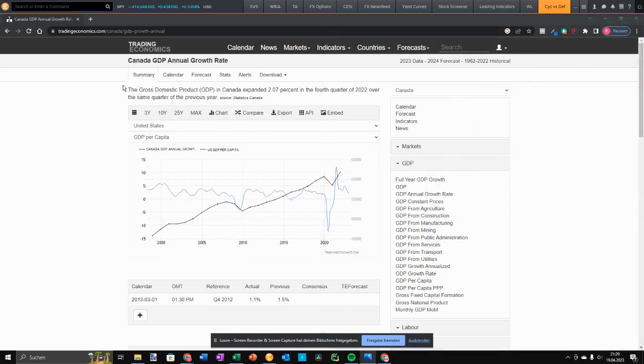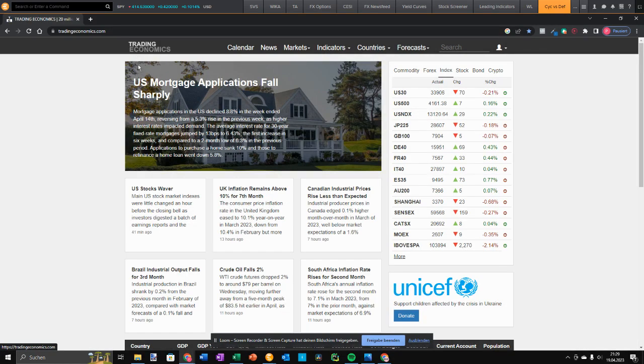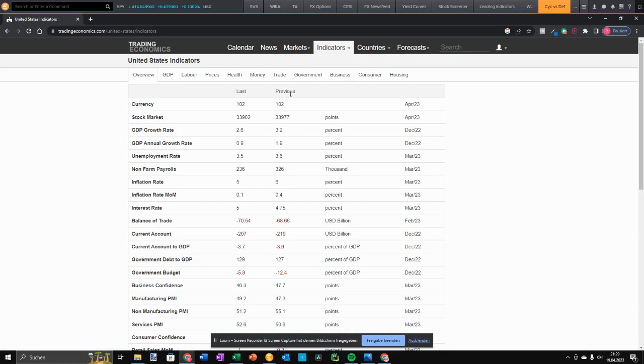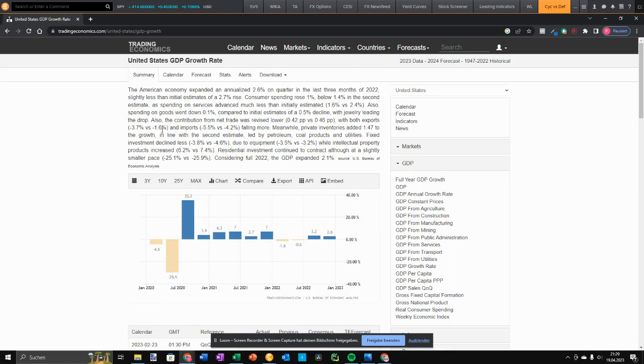So we are here on the trading economics site. It's completely free, tradingeconomics.com. And then we can go to United States and pick GDP growth rate. Basically now we know that the GDP of the United States is growing because it's 2.6%.